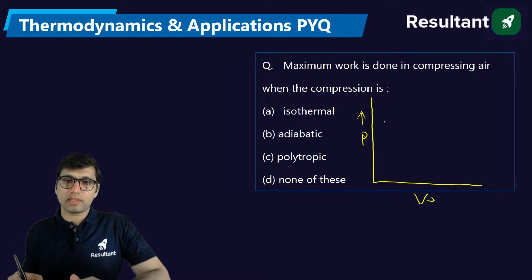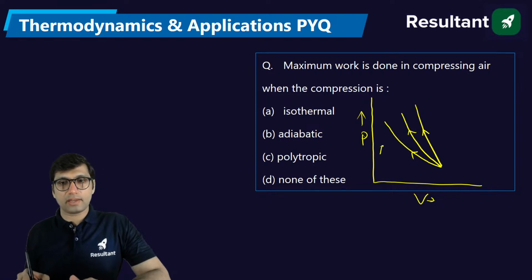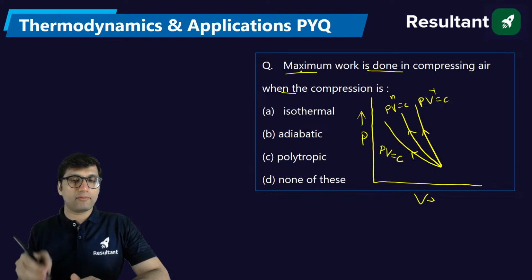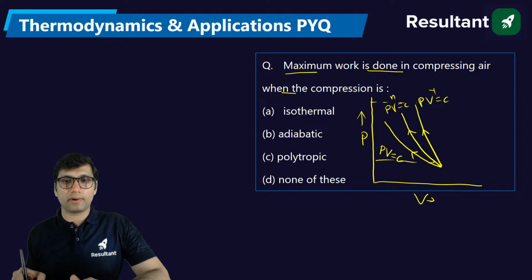There can be many ways by which you can compress the air, right? Either you can do the compression by an isothermal process, or by a polytropic, or by an adiabatic process. In all these three ways you can do the compression. So if you are doing constant temperature compression, or polytropic compression, or adiabatic compression, in this question they are saying maximum work is done in compression. Maximum work means which consumes the maximum work, because it is work input. So maximum work is consumed in which compression? This will be the least work input.